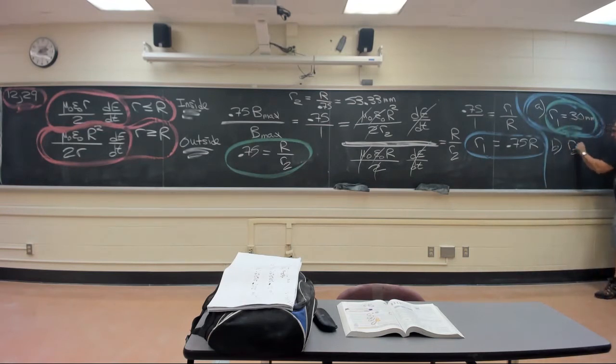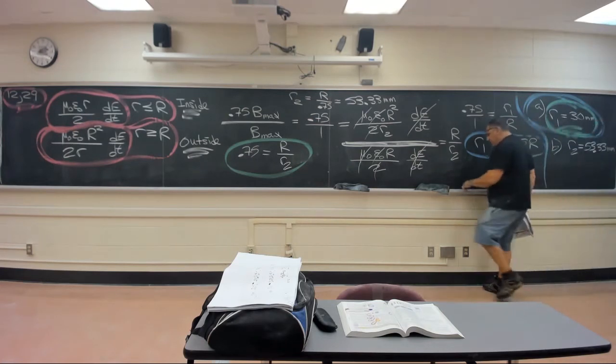B, R sub 2 is 53.3 millimeters. 53.33 millimeters.